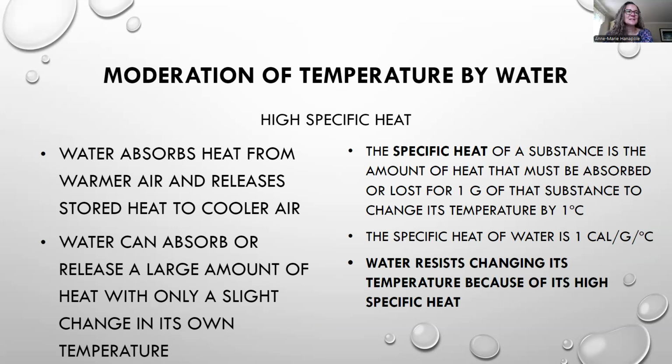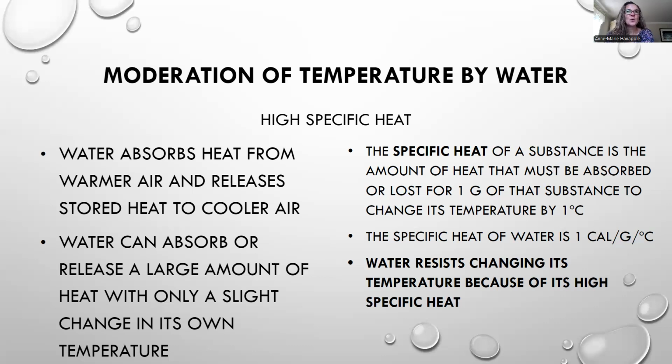Specific heat of a substance is the amount of heat that can be absorbed or lost for 1 gram of that substance to change by 1 degree Celsius. To move the temperature of water by 1 degree Celsius for each gram, that's pretty high for water. So water has a very high specific heat, and that means that it is very resistant to changing temperatures. It's very difficult to change the temperature of the water significantly.